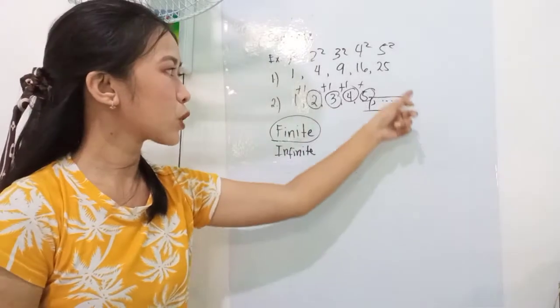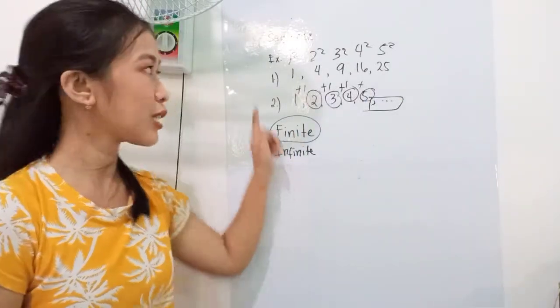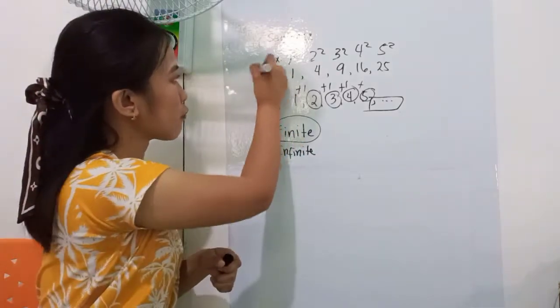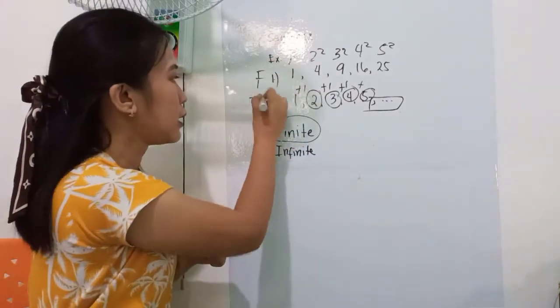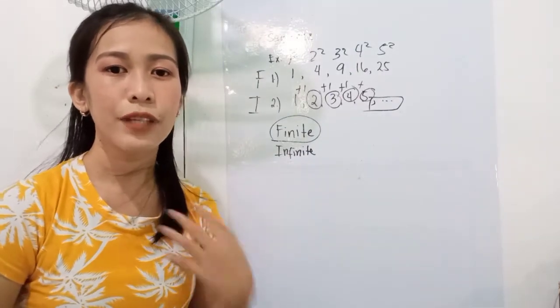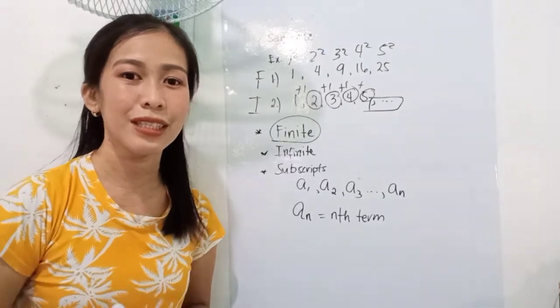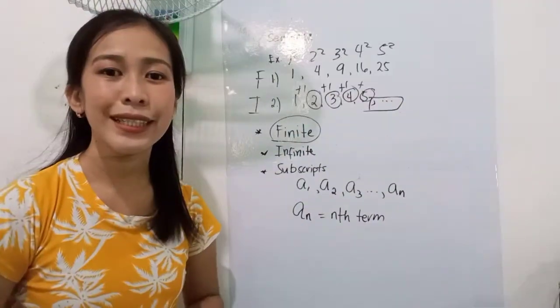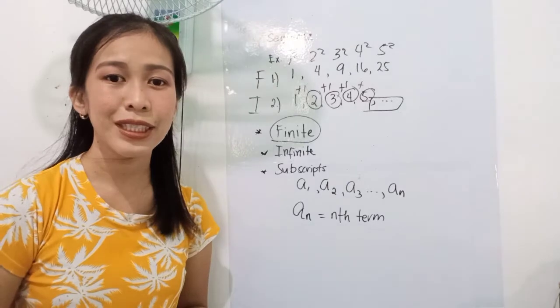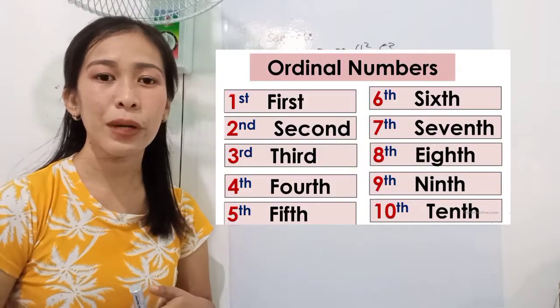Okay? So, example number 2 is an example of infinite sequence. Okay, si number 1, it is a finite sequence. Number 2 is an infinite sequence. Ganun lang kasimple ang finite and infinite sequence. Okay? So, ngayon, meron naman tayong tinatawag na subscripts. So, when we say subscripts, it is used to designate the ordinal of a term. When we say ordinal, ito yung pagkakasunod-sunod.